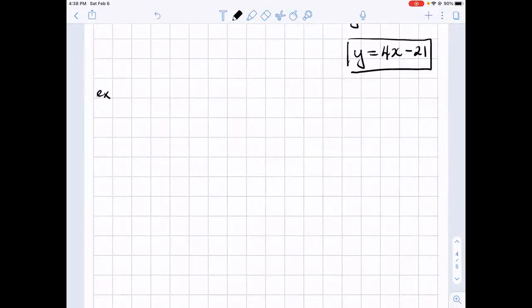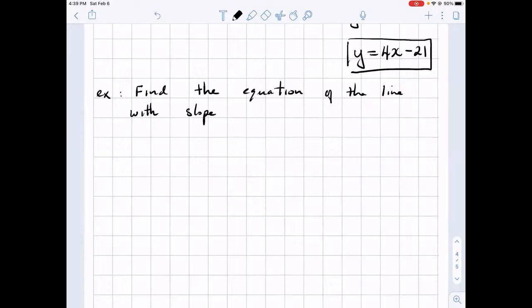Example. Find the equation of the line with slope two-thirds and passing through the point (-4, 2).